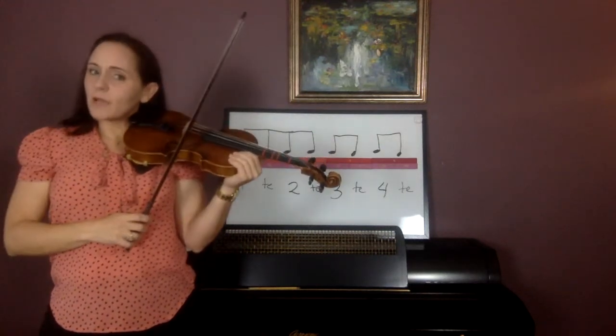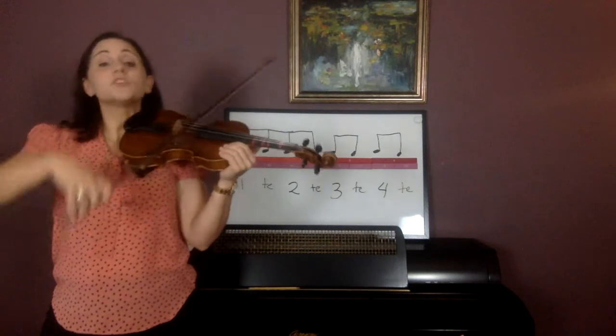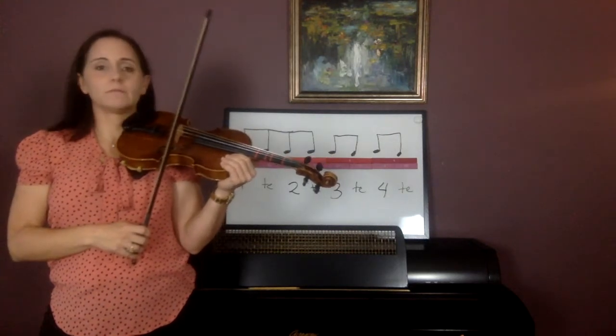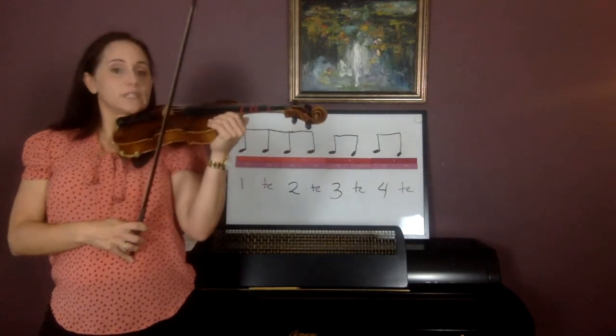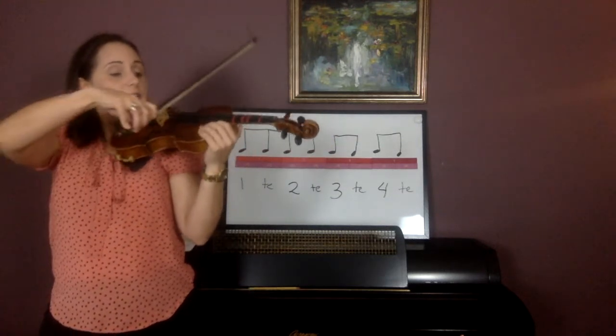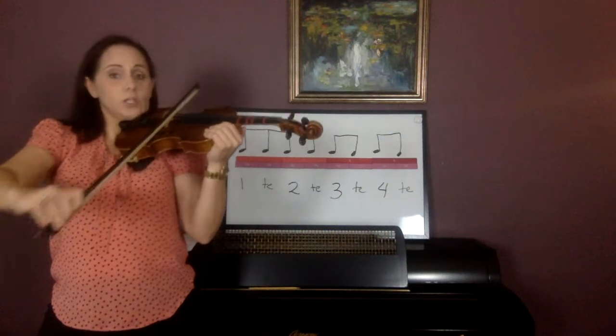Now, it might look like I'm moving my bow faster, but I'm not. I'm just changing direction more quickly. In fact, twice as often, right? Do with me four quarter note Ds. With me. Ready, quarter notes, go. 1, 2, 3, 4.